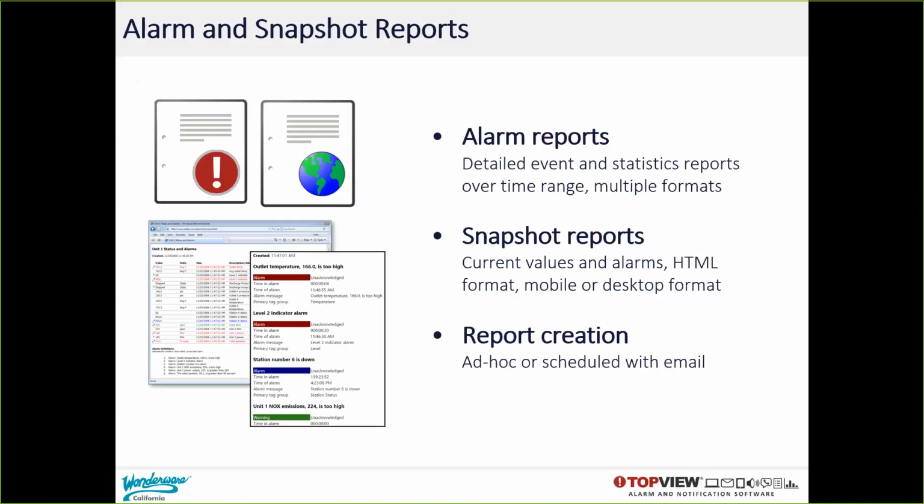Snapshot reports provide current state information for both monitored values and the current alarm state, so very similar to the values view and the alarms view that we saw inside the engine. Snapshot reports can be beneficial to recipients of a notification because they provide big picture details of alarms beyond the alarm that generated the notification. Snapshot reports can be attached to outgoing email notifications, and if you've configured incoming email in TopView, you can send a request email at any time to request a snapshot report.